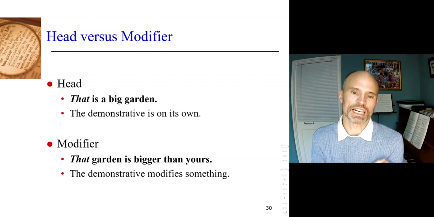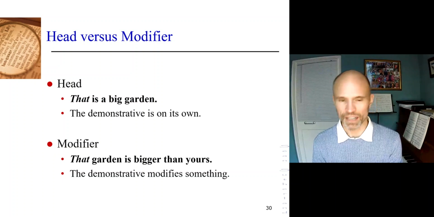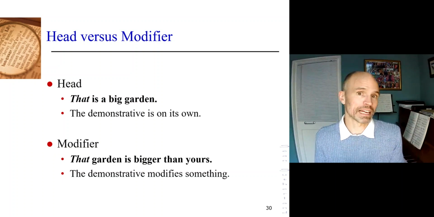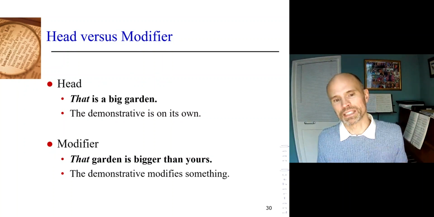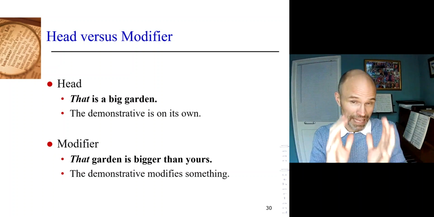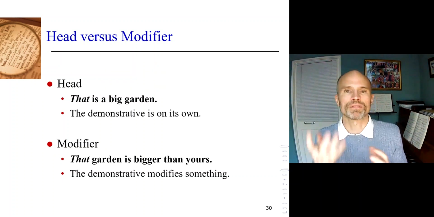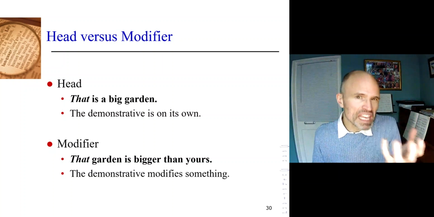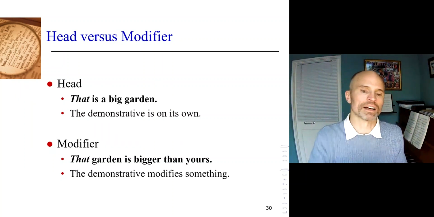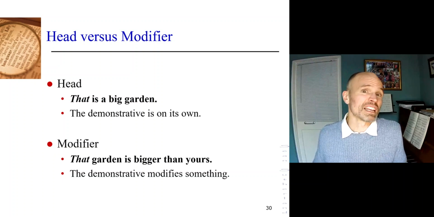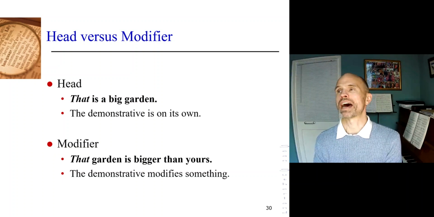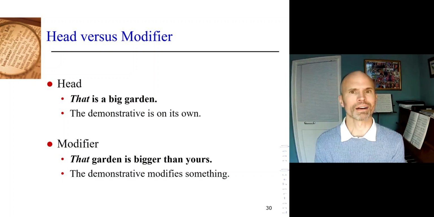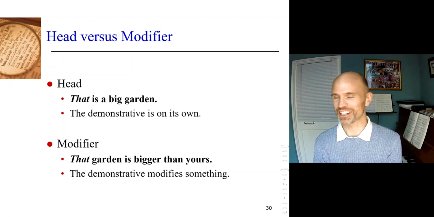The meaning, though, doesn't change whether you say that is a big garden or that garden. That, in both cases, is a selective demonstrative reference. The only difference with head and modifier, as I said before, is that that as a head means it's on its own. That as a modifier means it goes with the garden. The main thing here is the garden, that garden. Think of that as a modifier just like any other kind of modifier. That big garden is very nice. What other types of gardens are there, right? That English garden is very nice, things like that.